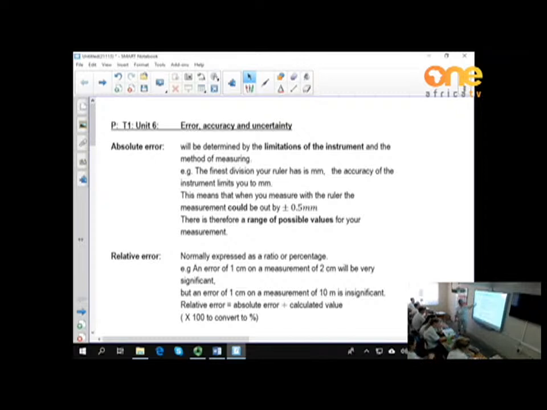So, an absolute error is the one that is determined by the limitation of the instrument in the first place. In other words, your ruler is calibrated in millimeters, so you can't go more accurate than a millimeter. And then the next part, the method of measuring. If you use that ruler incorrectly, you're not going to have a proper answer. So, an absolute error is determined by the limitation of the instrument in the first place, and in the second place, how you work with that instrument.